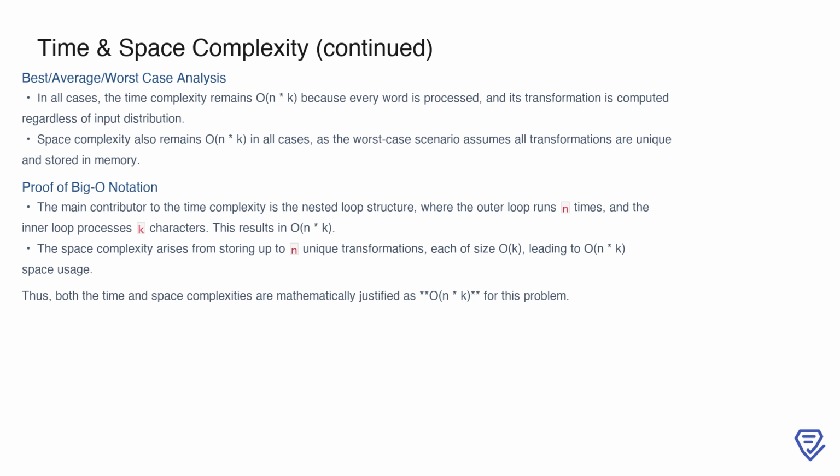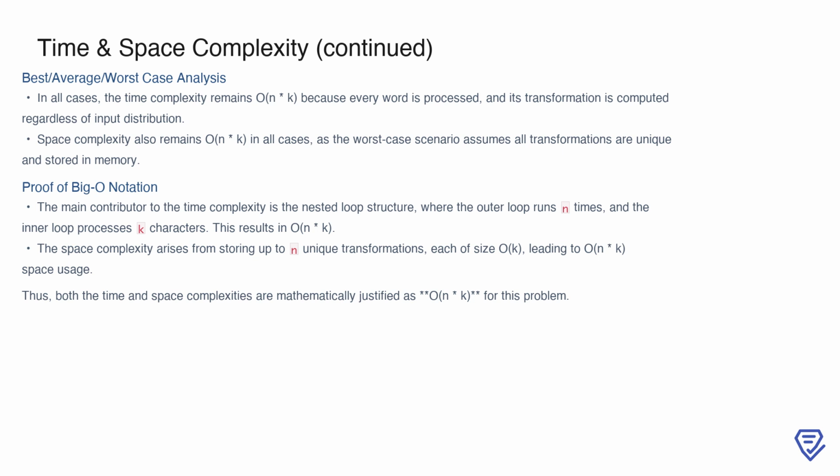In all cases, the time complexity remains O(n * k), as the solution must process every word in the input and compute its transformation, regardless of how the words are distributed. Similarly, the space complexity is O(n * k) in all scenarios because the worst case assumes that all transformations are unique and must be stored in memory.